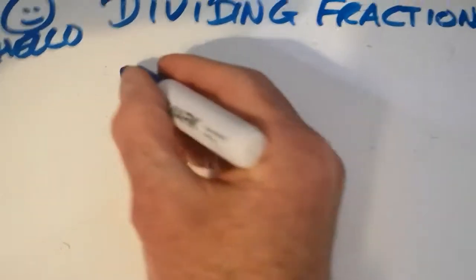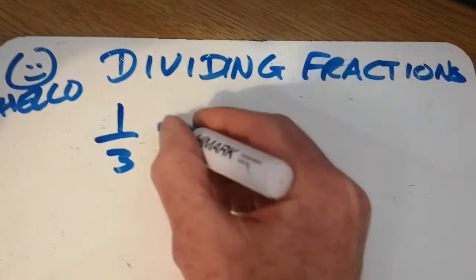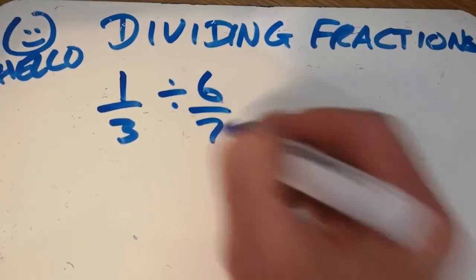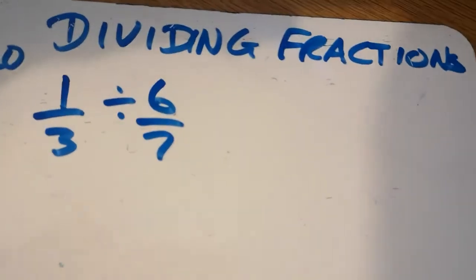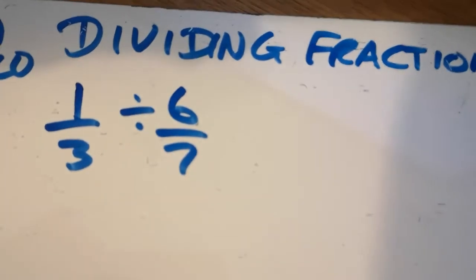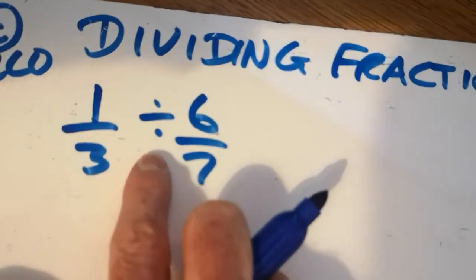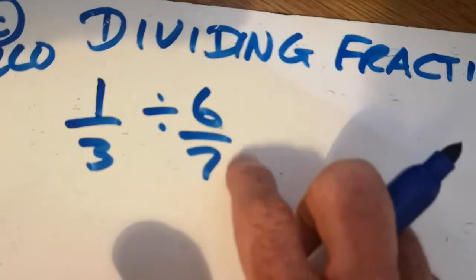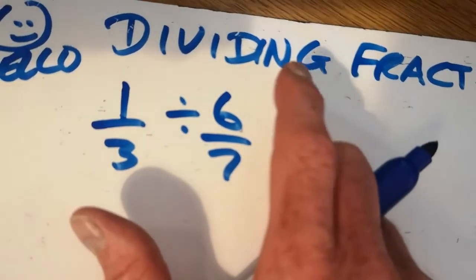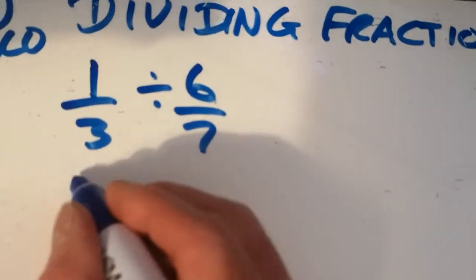So dividing fractions, if I write a question out here, 1 over 3 divided by 6 over 7. So 1/3 divided by 6/7. What I'm having to do on this is basically change that sign from divide to multiply and use the reciprocal of this second fraction. There's a separate video on reciprocals if you want to see it, but basically what I'm doing is this.